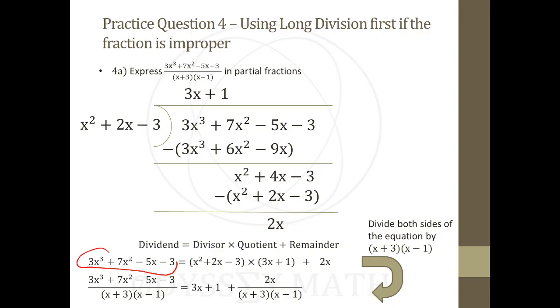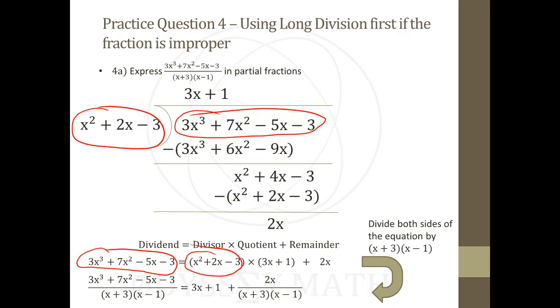Dividend equals the divisor times the quotient plus the remainder.